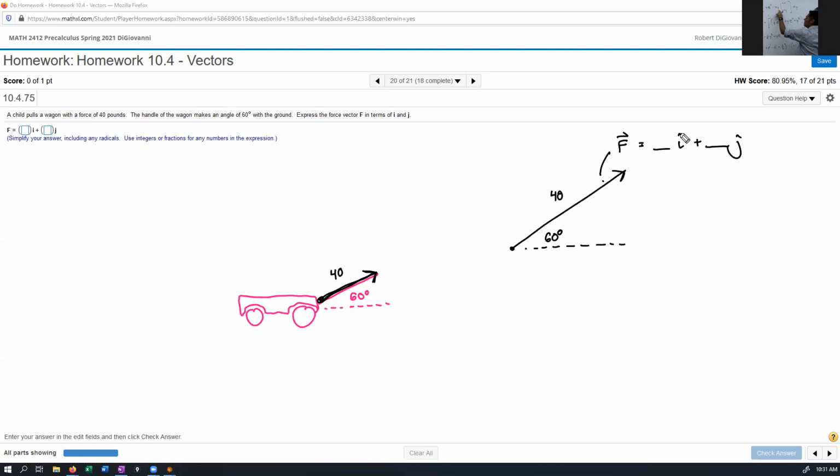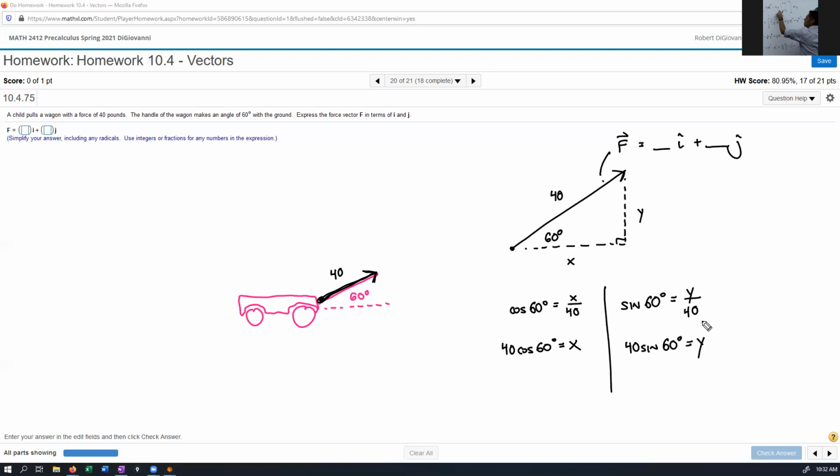So what we're going to do is what we did before. We're going to imagine that this is a right triangle and that we want to know what x and y are. First thing I do is say, okay, cosine of 60 degrees must be the adjacent over the hypotenuse, or you could say x over r if you'd like. So that's what x is. And then we can do the same thing to get y. Sine of 60 degrees would be y over the radius or the hypotenuse. So 40 sine of 60 degrees equals y.